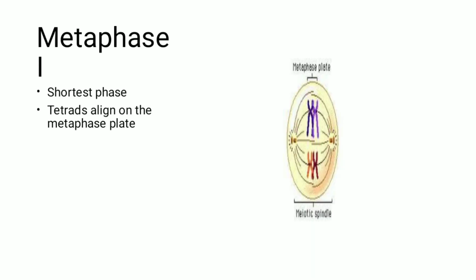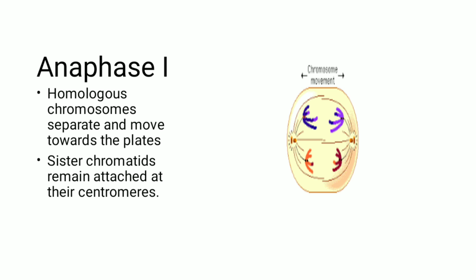The metaphase 1, the shortest phase. Tetrads align on the metaphase plate. These are the tetrads that are being aligned in the metaphase plate. Anaphase 1. Homologous chromosomes separate and move towards the poles. Sister chromatids remain attached at their centromeres. These are the homologous chromosomes that are being pulled towards their poles here.